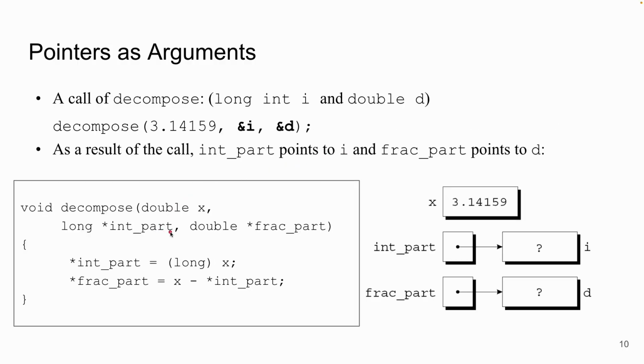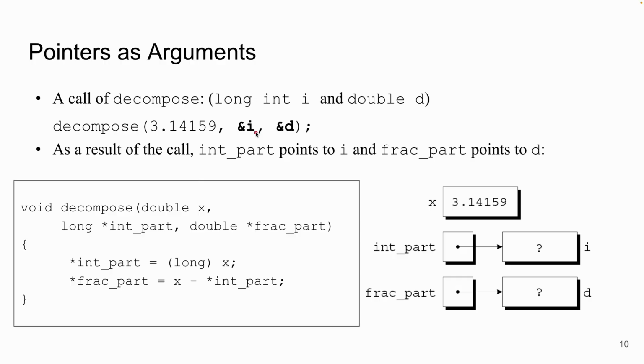And then let's check out what happens if we have the function call like this. So this is the declaration and definition of the decompose function, and let's assume that this function call happens in the main function. And in this function call, the first argument is the pi value here. So this value will be copied and passed to the first parameter x. And then the following two arguments are i and d. And let's assume that i is a long integer variable, d is a double variable.